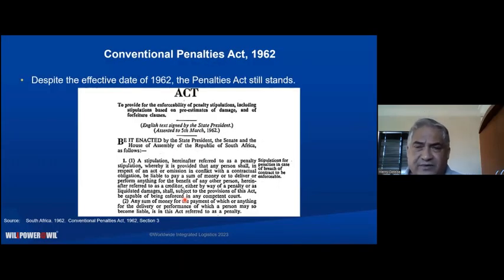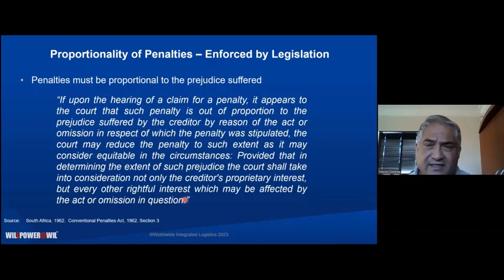Now, which is interesting, when we did some research on this, we actually found that in 1962 there's a Penalties Act. It was introduced in 1962, and it's still valid. It's still really there, and so quite interesting. The key thing of that act, and we're not going to go into the detail, is that the penalty must be proportional to the prejudice suffered. If you insist on a particular penalty and it's not proportional to that, the courts can then reduce that particular penalty. So it was quite interesting to pick that up.